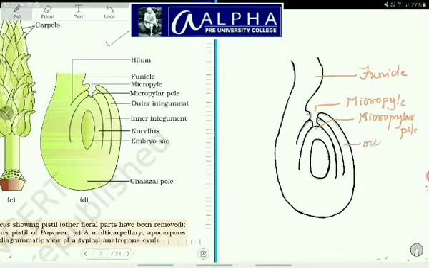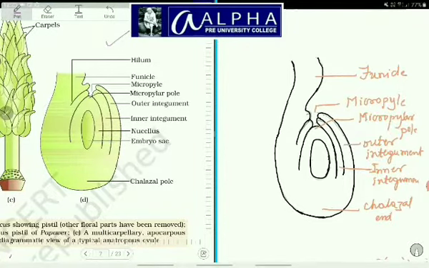This is outer integument, and this one is inner integument. Okay, this is chalazal end. Chalazal end, and this point, you carefully note this point. It's the point where the body of the ovule fuses with the funicle. We call this hilum.